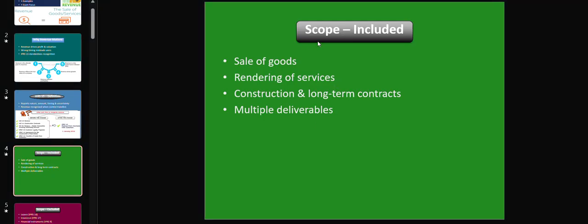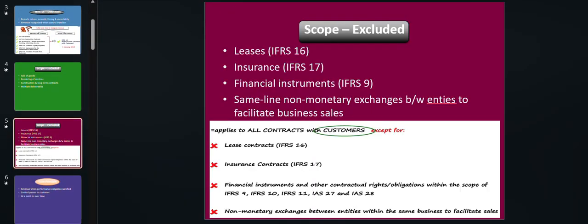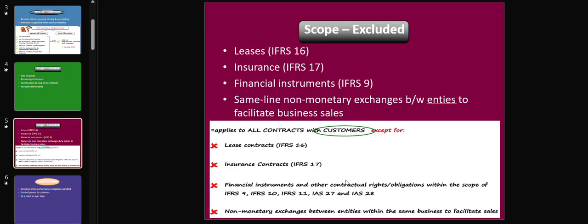Next, we have the things which are excluded from the scope of IFRS 15. However, IFRS 15 does not apply to everything. Lease contracts are covered under IFRS 16, insurance contracts under IFRS 17, and financial instruments under IFRS 9. It also excludes certain non-monetary exchanges between entities. These exclusions prevent overlap between accounting standards.